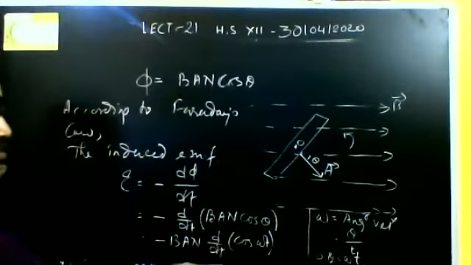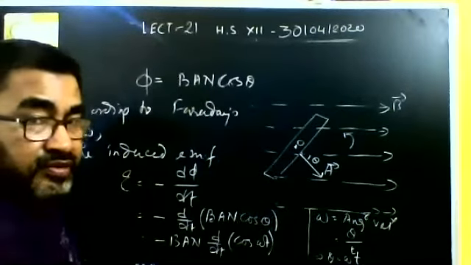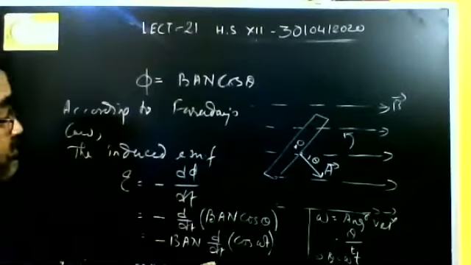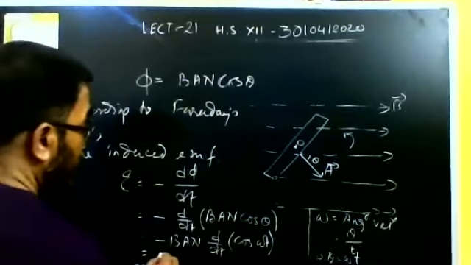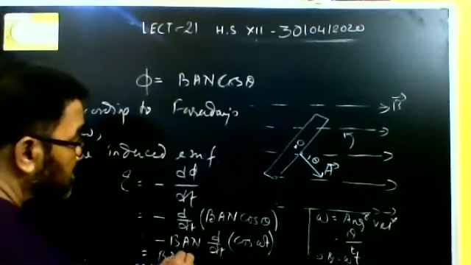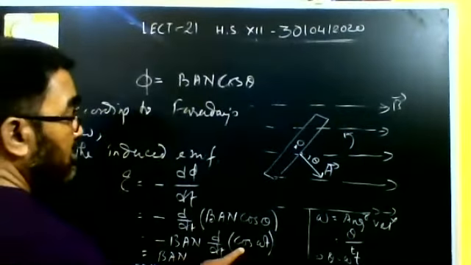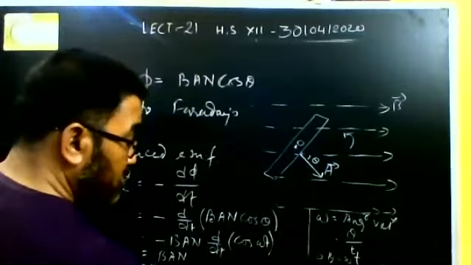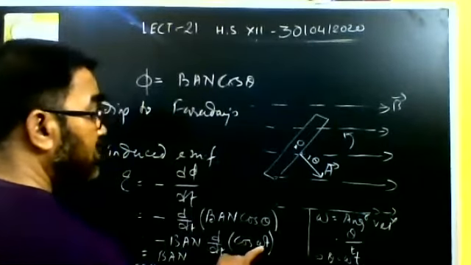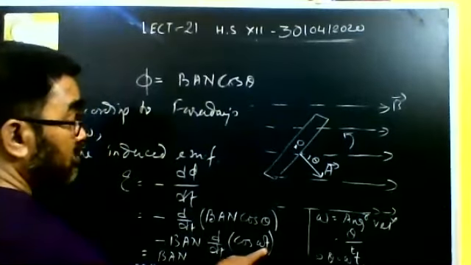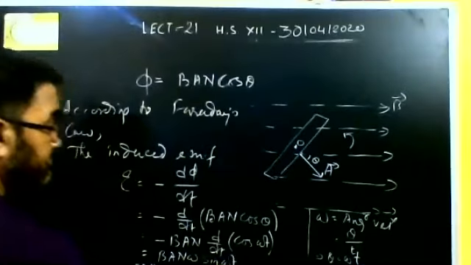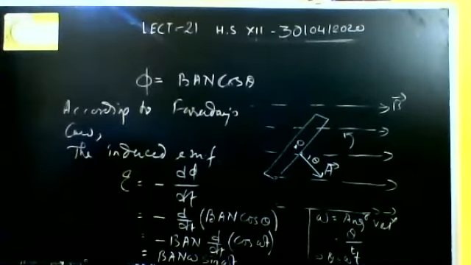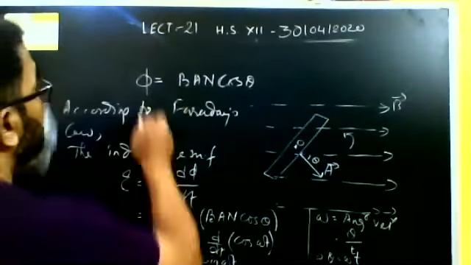So now we can differentiate. After differentiation, what will we get? Minus minus will be plus B A N. Differentiation of cos omega t is minus sin omega t, and again you have to differentiate omega t. If you differentiate omega t, you will get omega. So this is the value. What is the value?